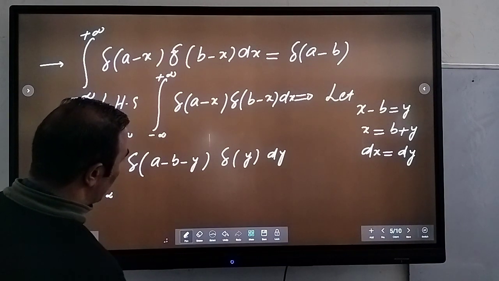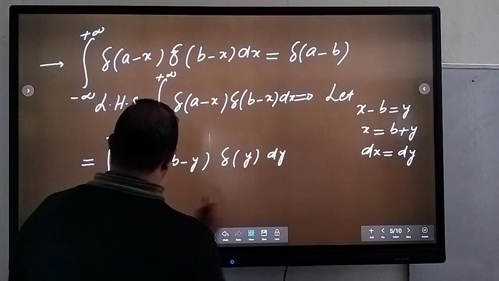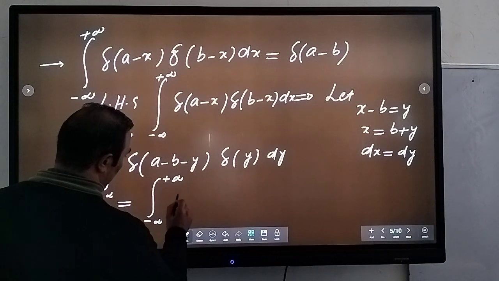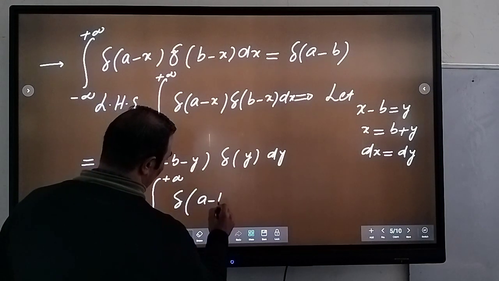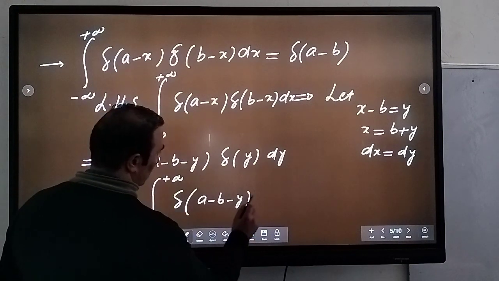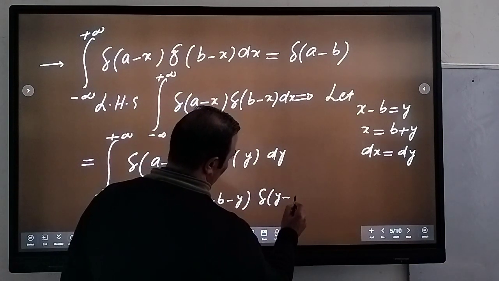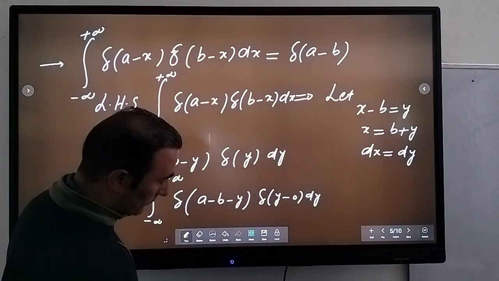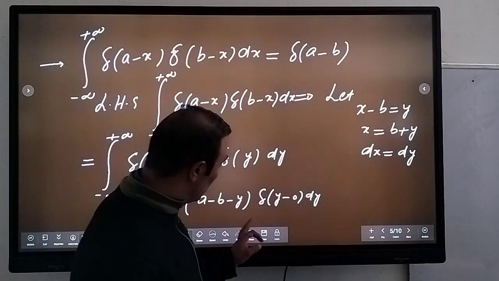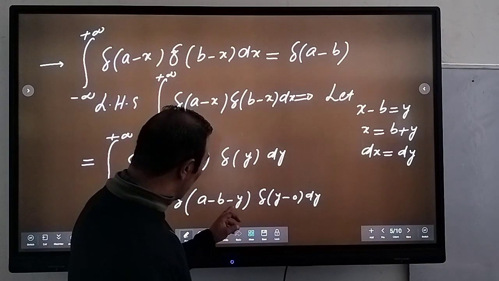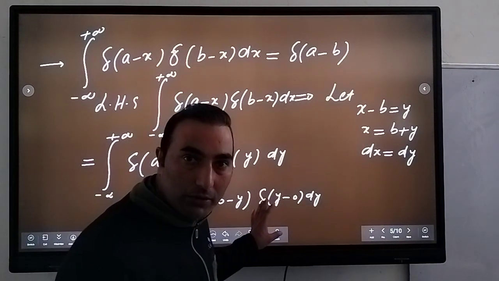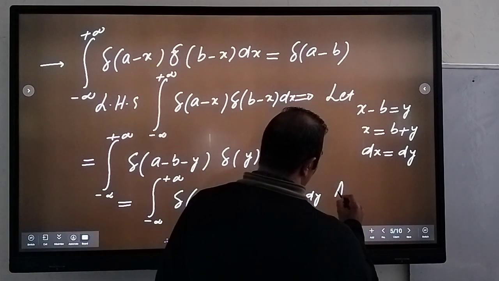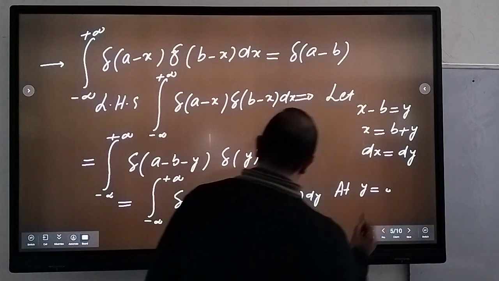Now, so what does this indicate? Because if I put that, so I can rewrite this as, so this will be equal to minus infinity to plus infinity delta of a minus b minus y delta of y dy. Okay, so at y equal to 0, so let us consider, so this is some function f of y. So at y equal to 0, so what will be its value?